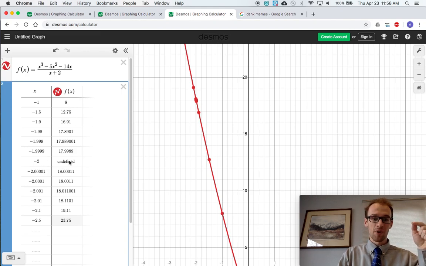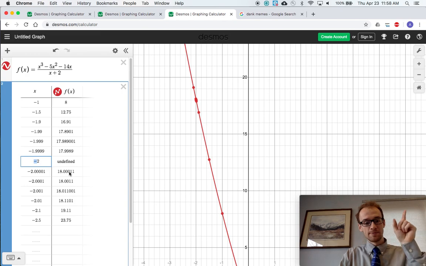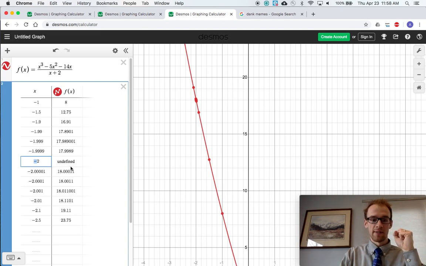So we can see from our table that it is undefined at that point, but the y value of our function is approaching a certain value. It is getting closer and closer to 18. It's not going to go past 18 until you go past negative 2. And if we approach from the bottom, we're approaching 18 as well.